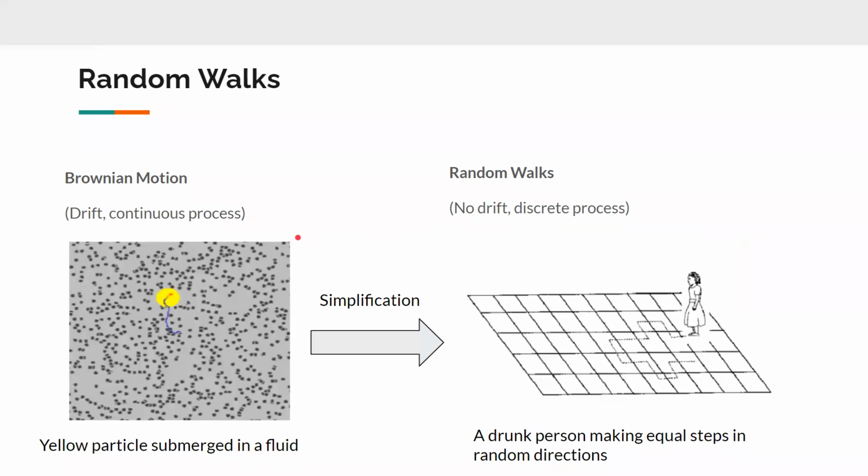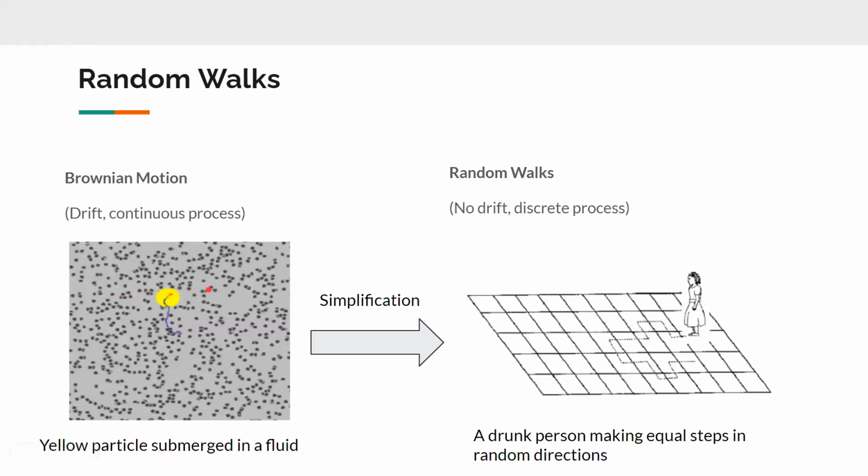Brownian motion occurs if we have a particle, like this yellow particle here in the figure on the left, that is submerged in a fluid. And so these fluid particles are moving around and they occasionally bump into the yellow particle, exchange their momentum, and cause this yellow particle to undergo random sporadic motion. And this is generally a very complicated process.